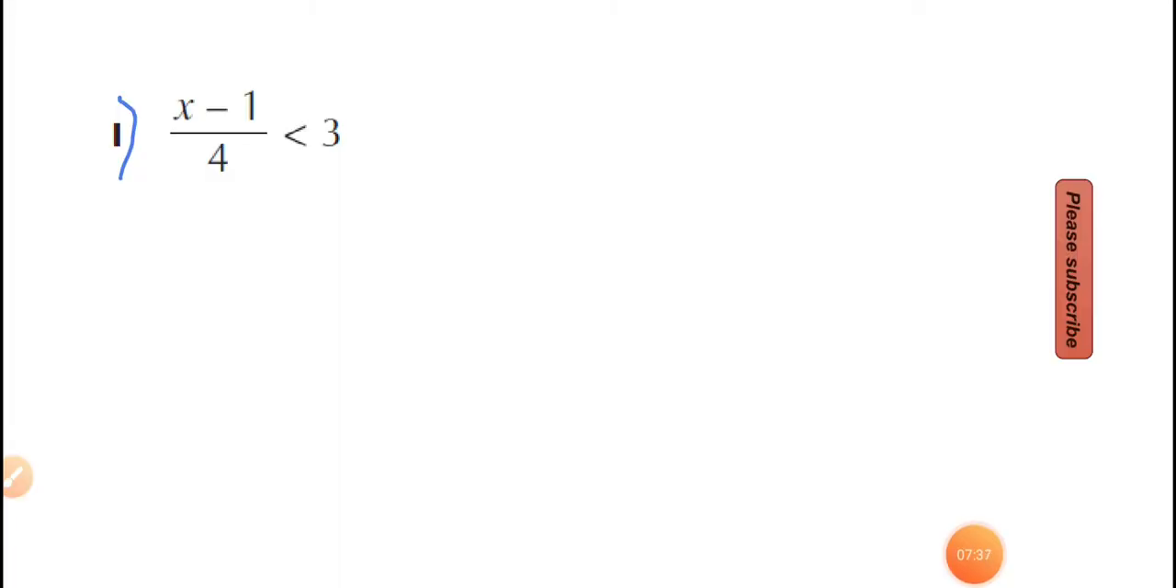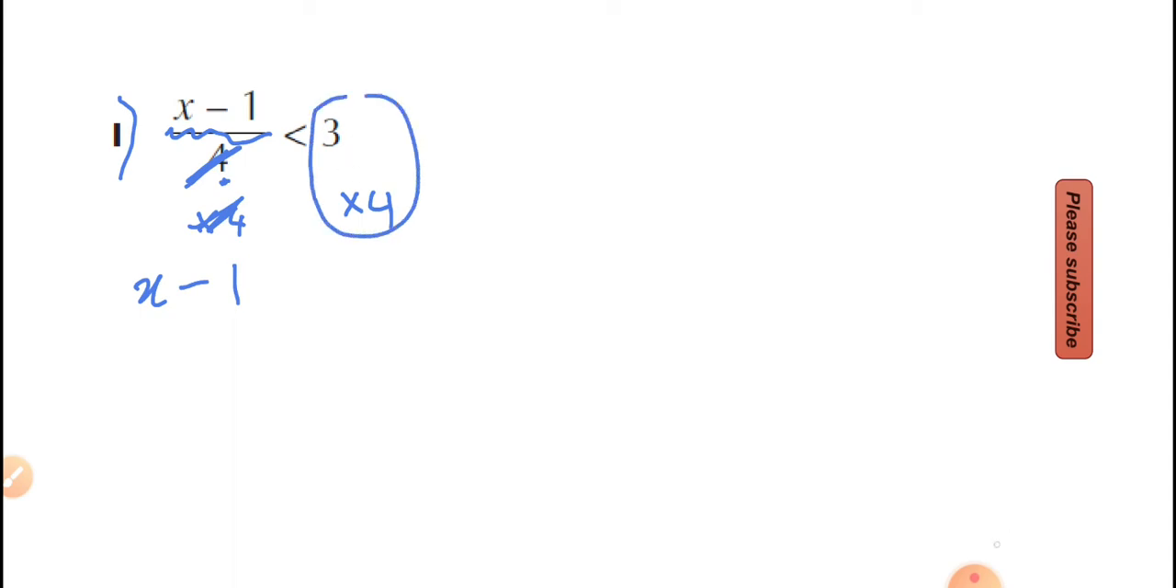Finally, question L. So to get rid of this divide 4 here, to get the x on its own, we have to multiply both sides by 4. So times this side by 4 and times this side by 4. So now on the left hand side, this divide 4 and times 4 cancel out, so we don't even need the fraction line anymore. So it's just x minus 1, and on the right hand side, 3 times 4 is 12. So just write 12 here.